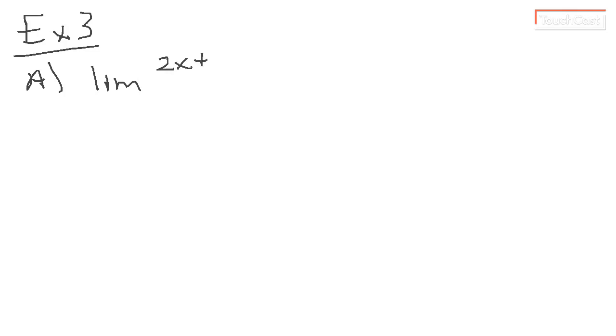Example 3, and I've got 3 different cases to look at here. 3a, we're going to find the limit of 2x plus 5 over 3x squared plus 1 as x goes to infinity. Now, the denominator's highest term with the highest power is x squared, so we're going to divide everything by x squared.